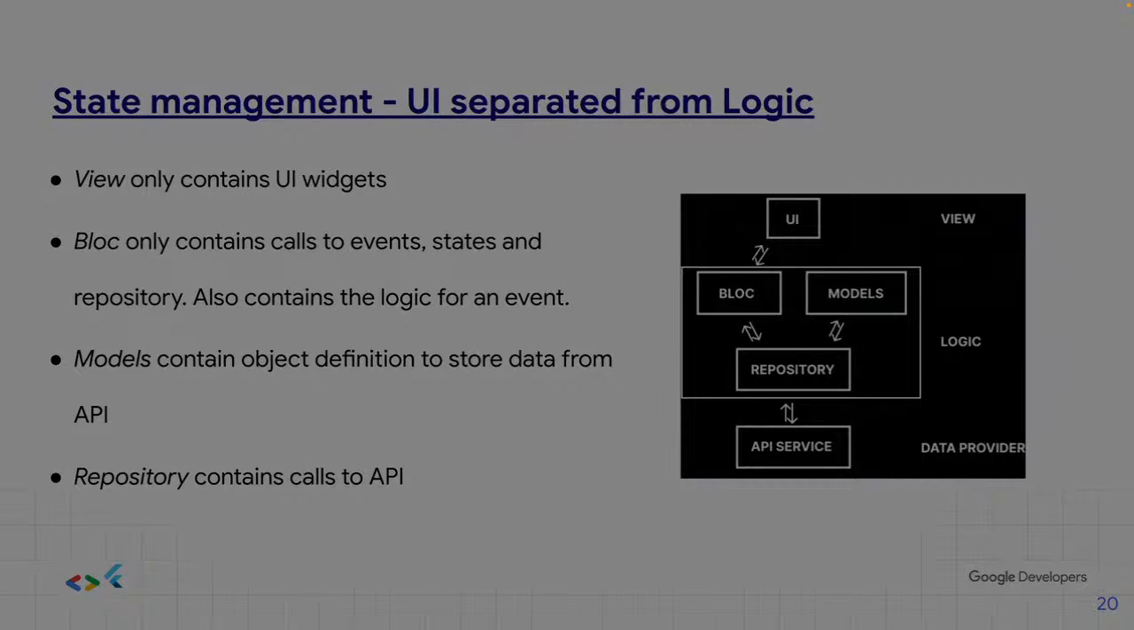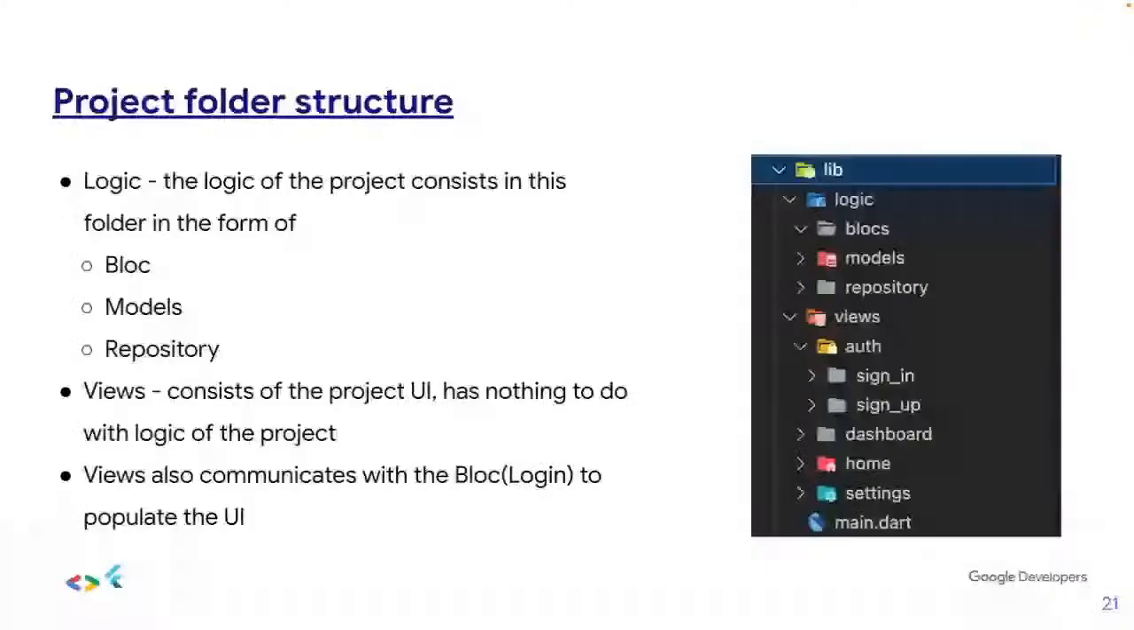This is one of the folder structures that I follow. In my main library, I have a folder called logic and another folder called views. Logic has the BLoCs, the models, and the repositories. And views is just the UI. There is no logic. Logic is completely handled by the logic folder. Views is just plain UI and calls to the BLoCs, calls to the logic.